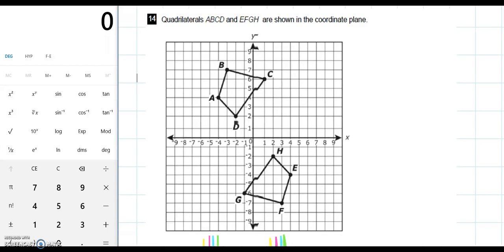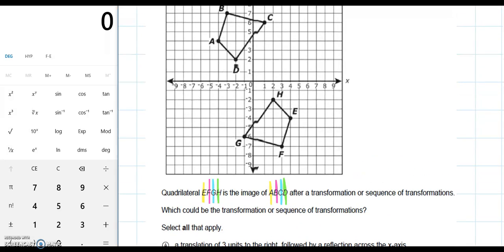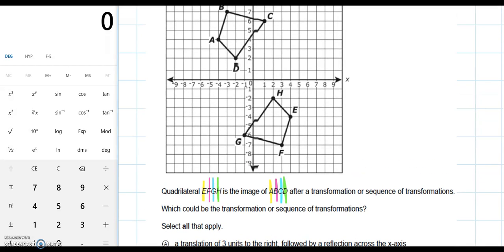Right now, the question asks you to follow through a bunch of different transformations to see which one will get this figure A, B, C, D to fall on top of E, F, G, H. Now, when you match these up, I've already matched them up. I've highlighted which coordinates, or rather which letters, map onto the ones from the new figure. So E, F, G, and H, those are all part of your new quadrilateral. This is a new one.